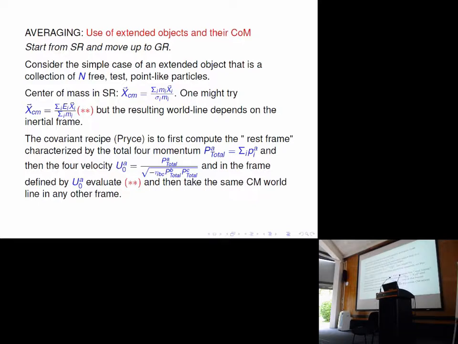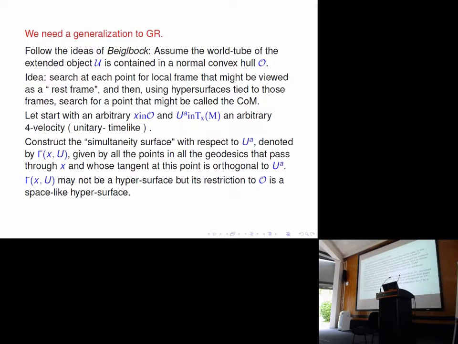The problem now is to generalize that idea to general relativity. So here we follow Beiglböck, which produced a recipe that is rather complicated, but which in some sense generalizes this notion. The idea first is that I need to define the rest frame of this collection of particles.